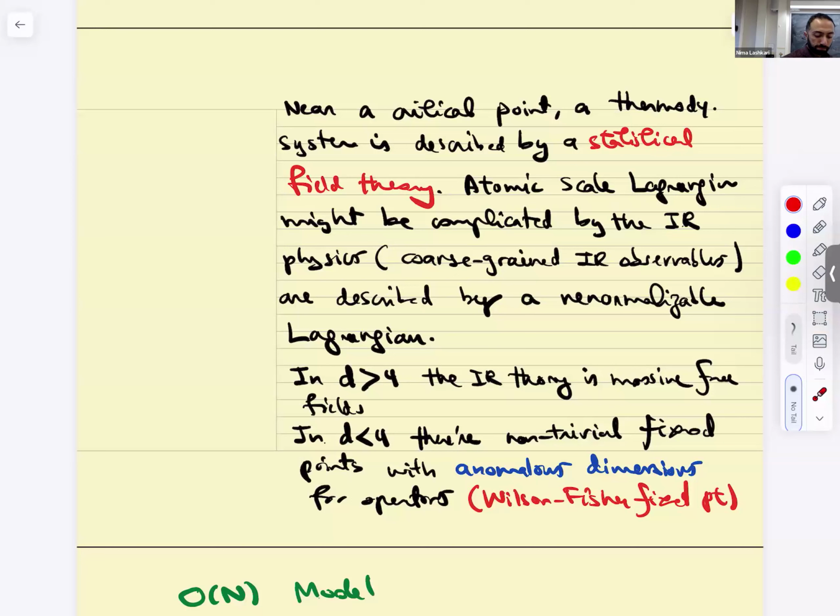Small thing. Is there a specific reason why we only get the scalar degrees of freedom? Well, it's just the symmetries of the theory. Yes, it's just the symmetries of the theory.